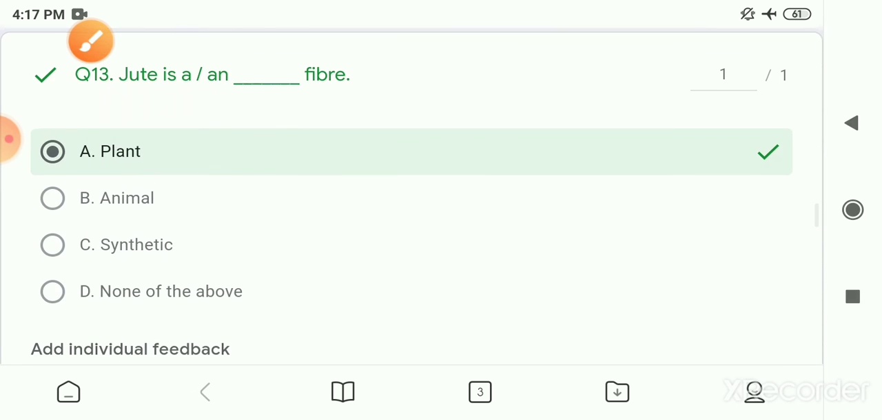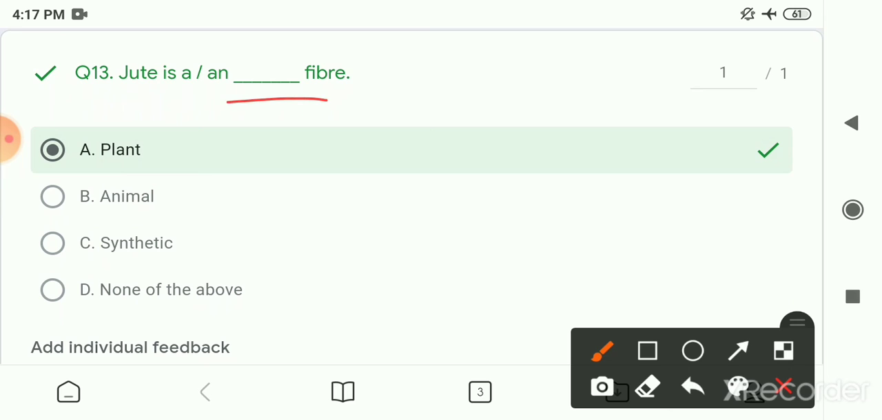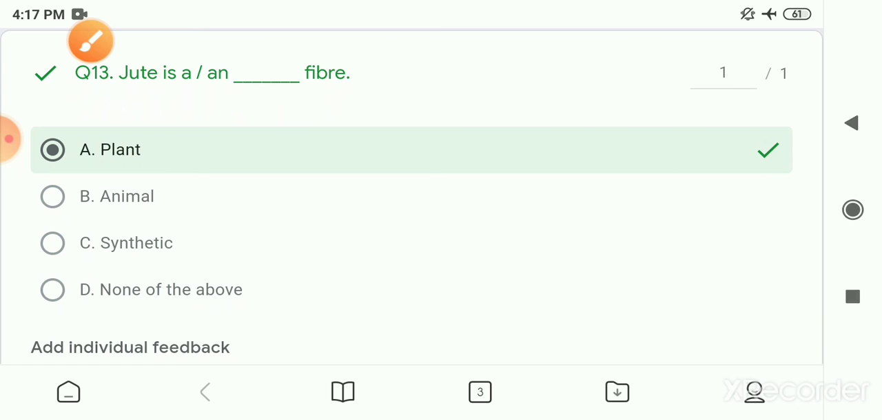Next, 13th number, jute is a blank fiber. The options are plant, animal, synthetic or none of these. So your answer is option A, that is plant. Jute is a plant product, or plant fiber. We are getting this from the jute plant. So it is a plant fiber. So your answer is option A, plant.